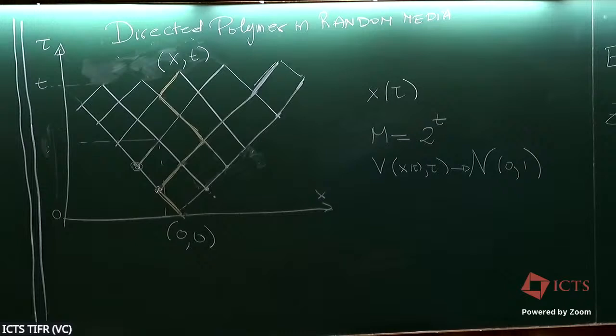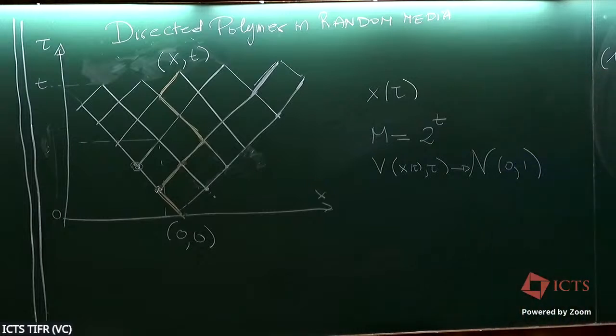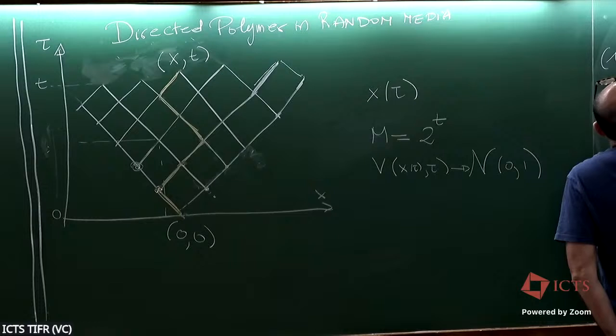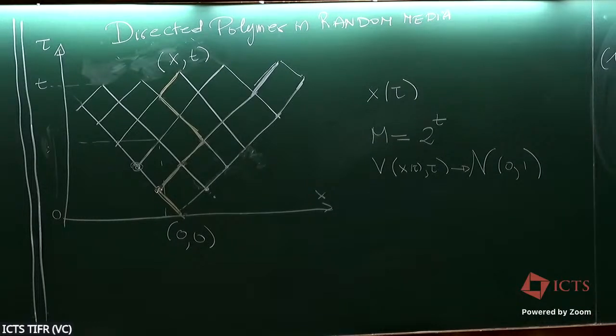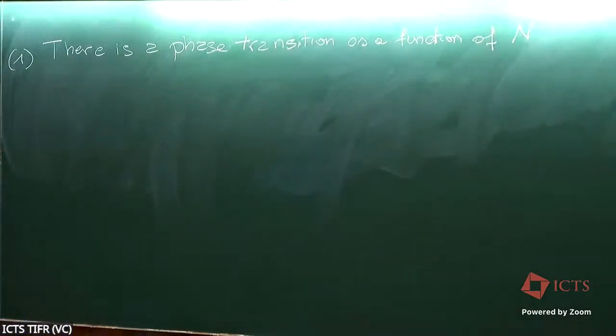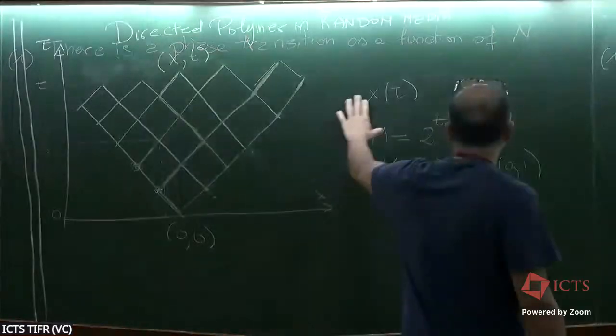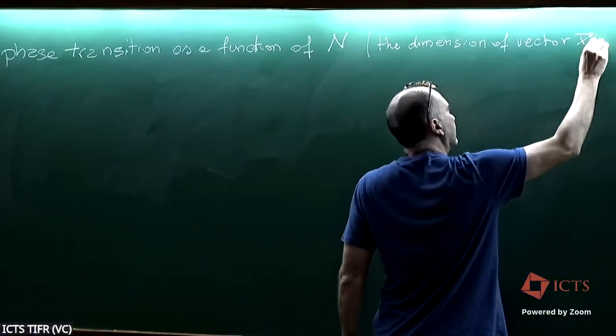So what we would like is the following thing. The first question is if there is a phase transition in n, where n now is the dimension of the polymer. So here we are looking at n equal to 1, okay? So n is not the number of spins. Today, n is the dimension of the vector x.